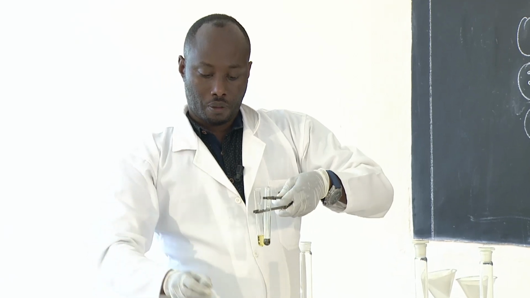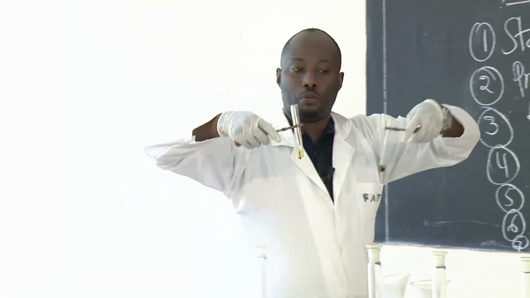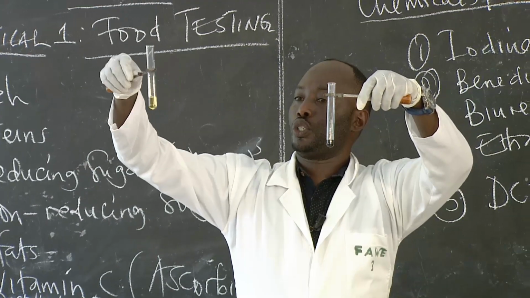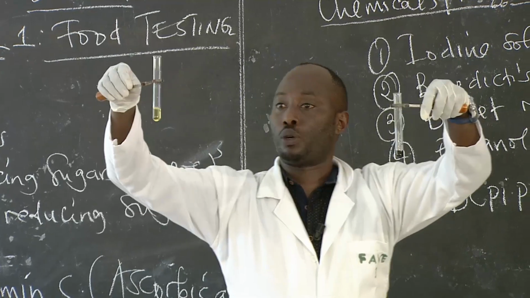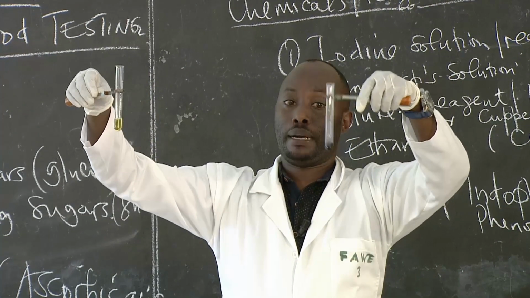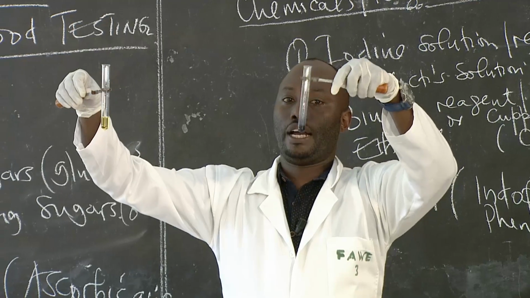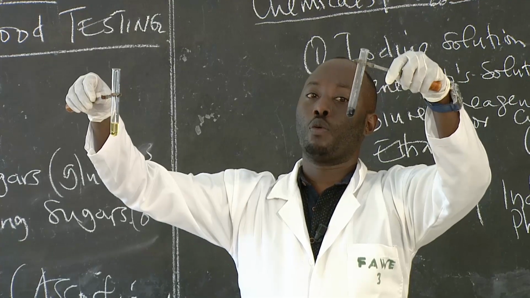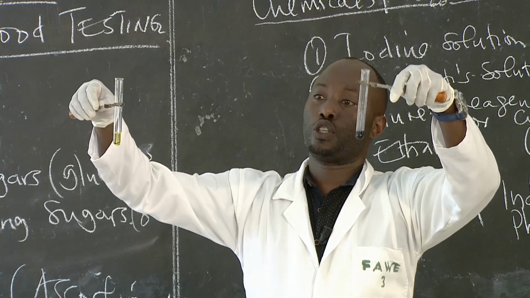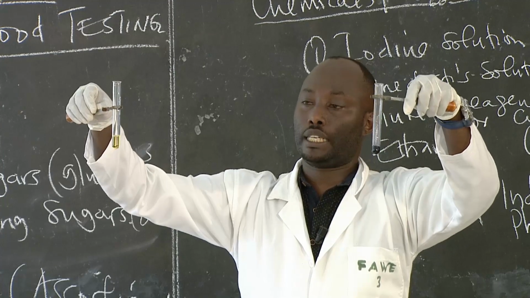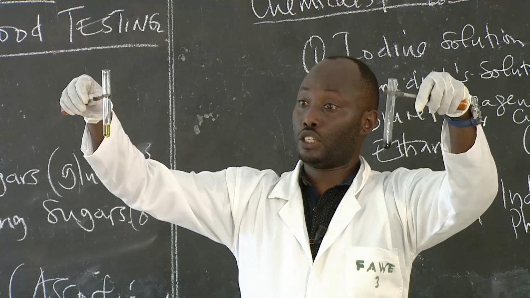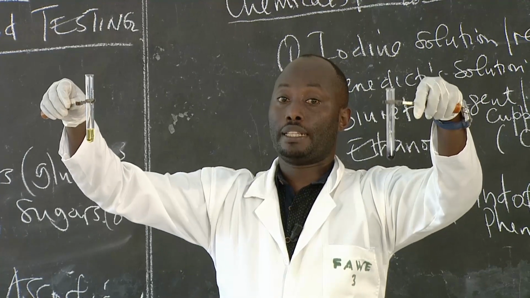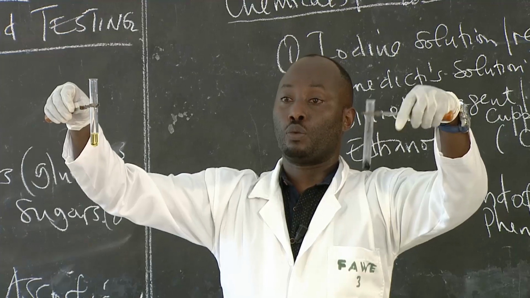From here, you can make the observation now. This solution does not contain starch because the color of iodine persists. But this one, you can see the color of iodine has changed from a brown color to a blue-black color, which indicates that in sweet potato there is presence of starch. Here there is absence of starch. Here there is presence of starch because the color of iodine solution has changed from brown to blue-black. Thank you.